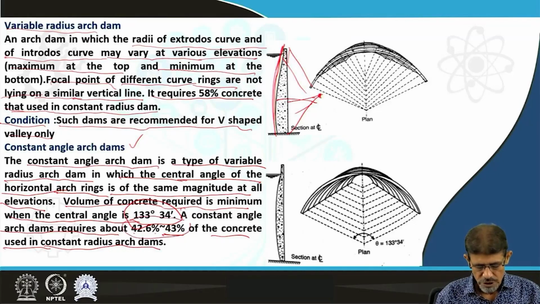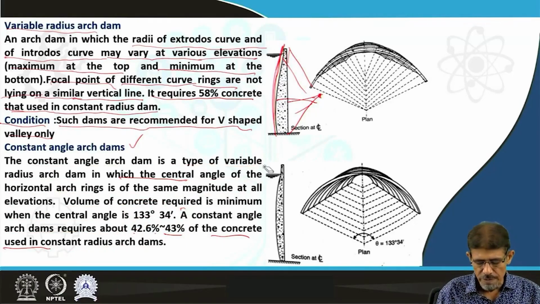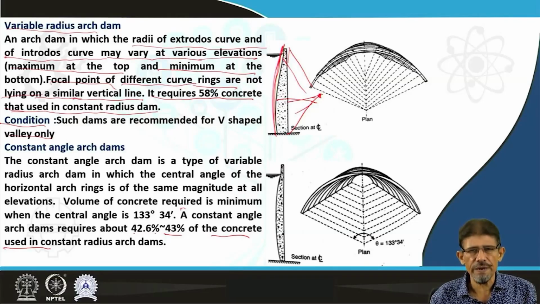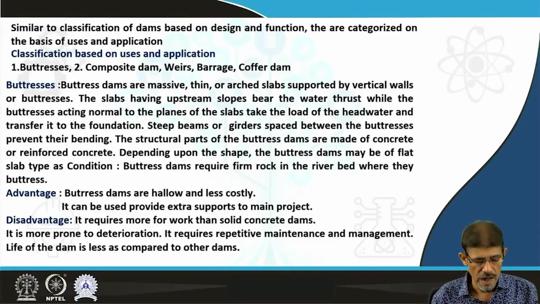So this type of dam, the constant angle arch dam, is going to use minimum concrete and save material. This is the benefit of the constant angle arch dam.